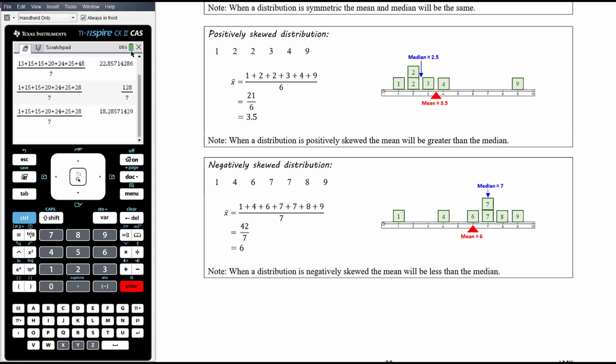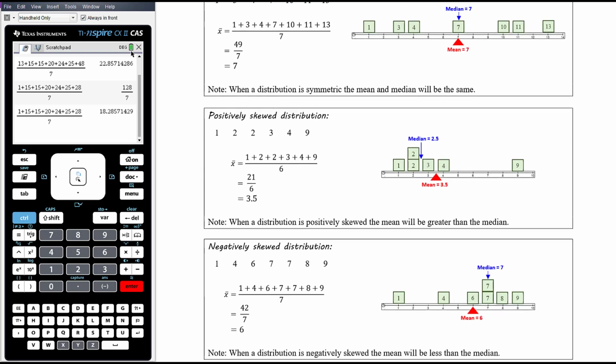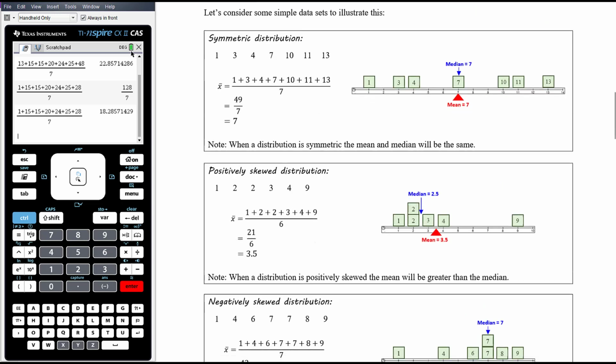Okay, so this idea though of when the mean is likely to be bigger than the median, i.e. when we have a positively skewed distribution, when the mean is likely to be less than the median, i.e. when we have a negatively skewed distribution, and then when the mean and median will be roughly the same, is when we have a symmetric distribution.